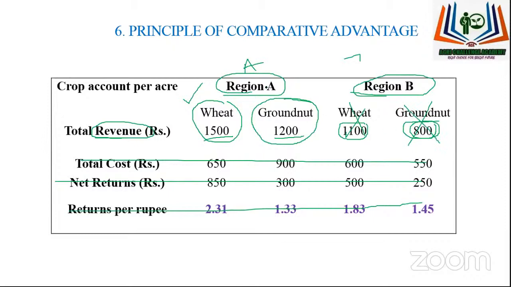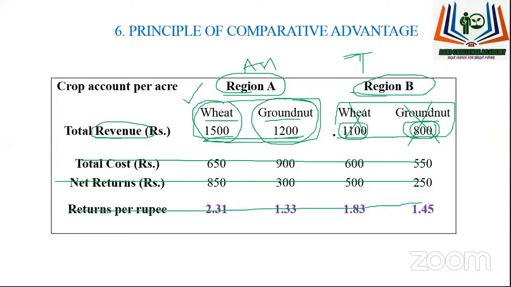Why? Because we interpret this table as absolute advantage. Andhra state has absolute advantage in production of wheat as well as groundnut, because the returns from wheat production are more than the returns from wheat production in Tamil Nadu. Andhra state has absolute advantage in wheat production and groundnut production. This is the absolute advantage.